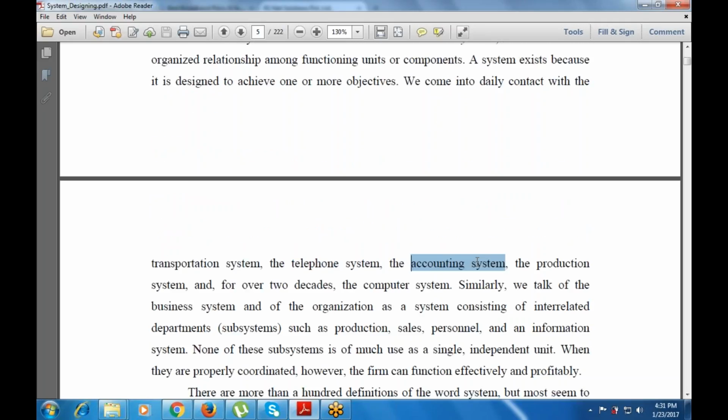The telephone system, accounting system, production system: whenever we combine multiple resources and multiple data that are organized in some manner, that is known as a system. Similarly, the business system of an organization consists of interrelated departments, which are subsystems. Purchase is related with sales, and with other interrelated components such as production, personnel, and the information system. None of these systems or subsystems is of much use as a single, independent unit. When they are properly coordinated, the firm can function effectively and profitably.